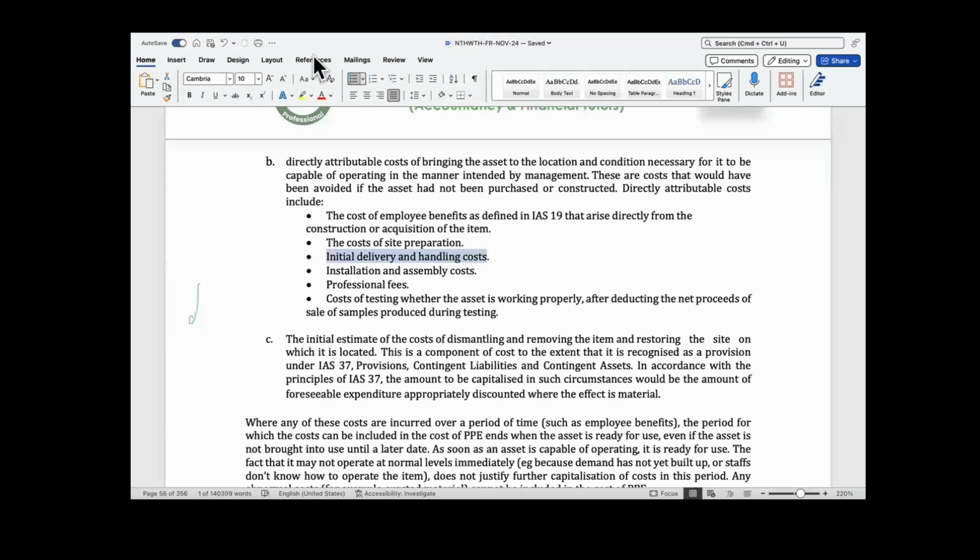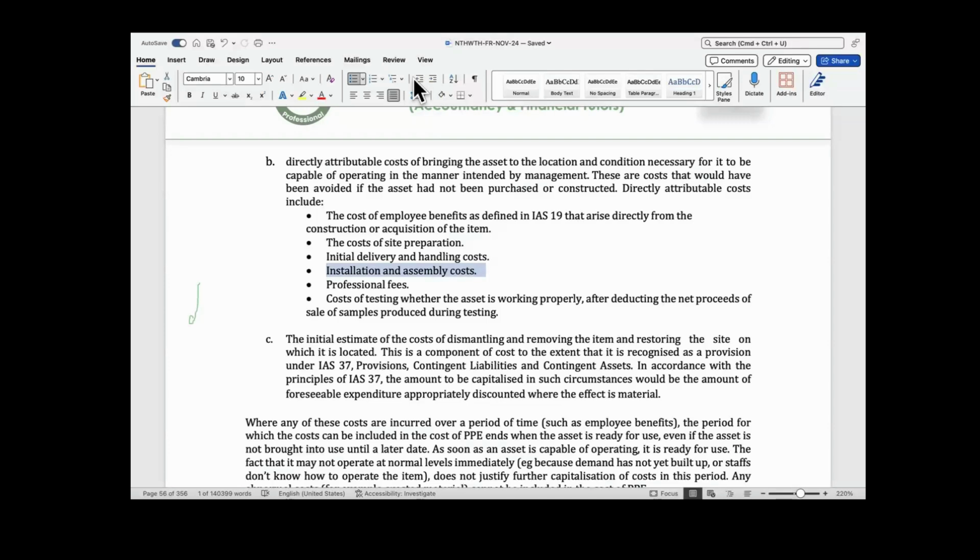Handling cost. Going forward, installation and assembling costs. So when you have to install and assemble the assets, and you have to pay some money to do that, capitalize it. Install and assemble, capitalize it.